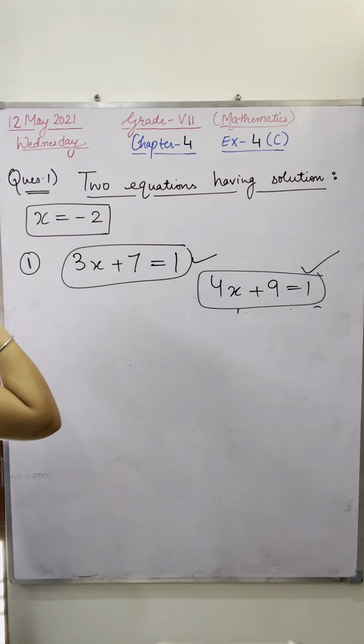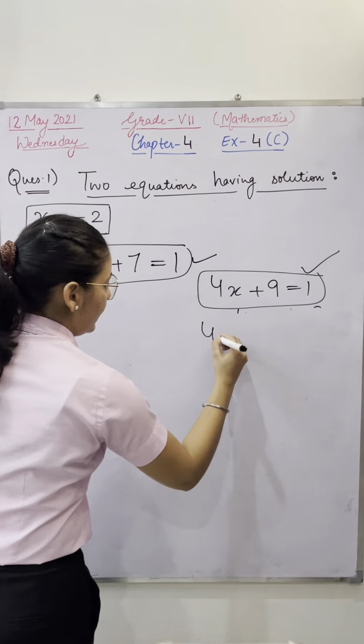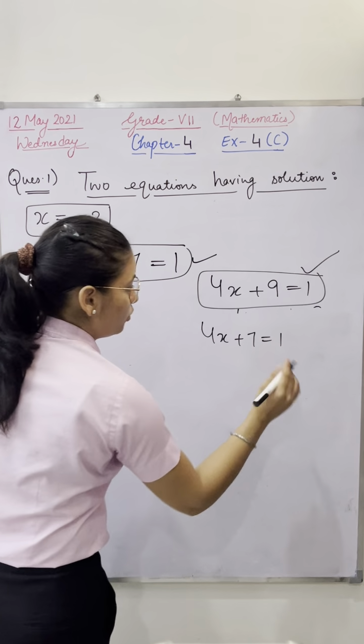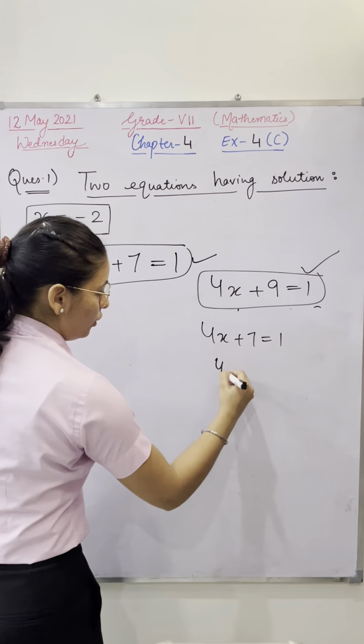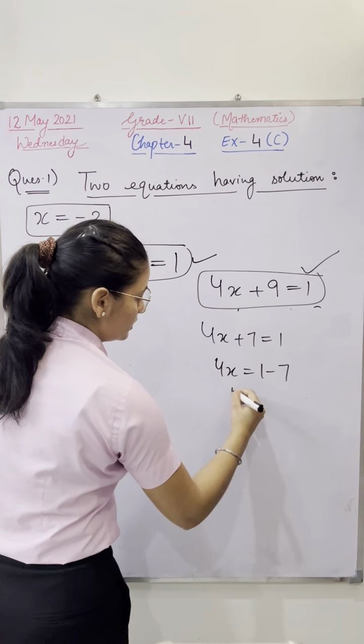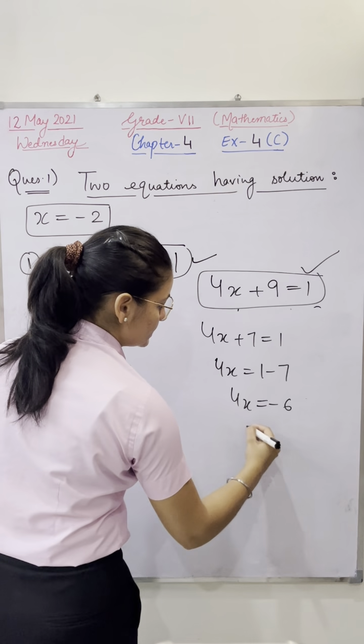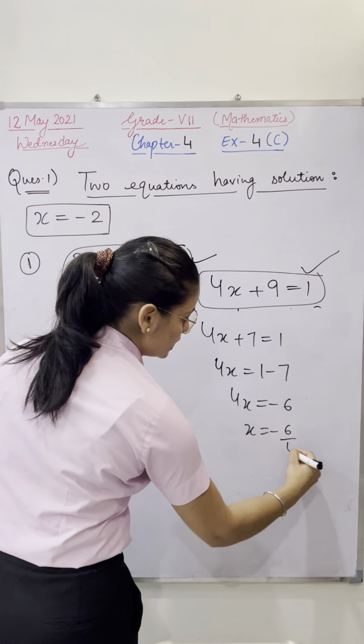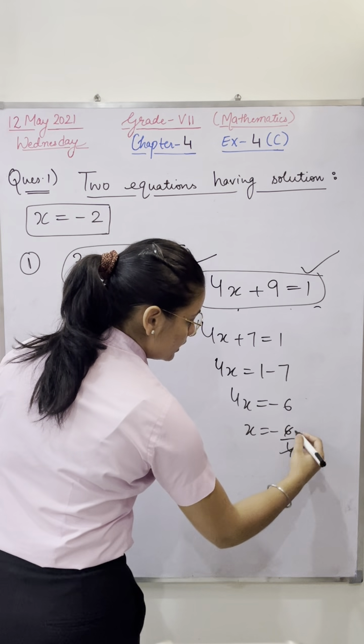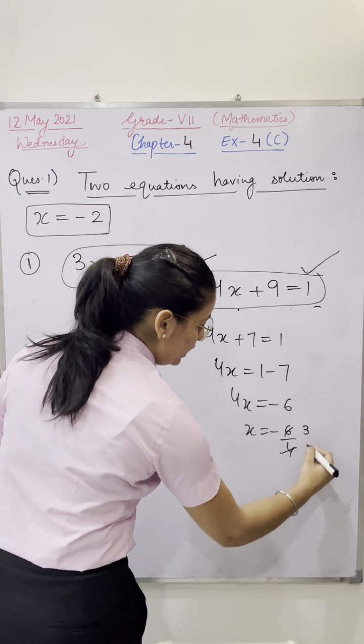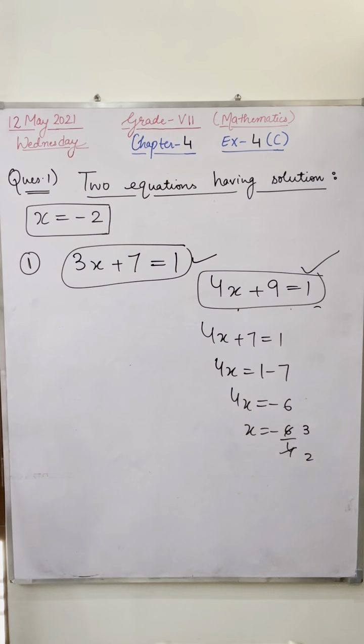Harman has made the equation 4x plus 7 equals 1. Harman, check your question. 4x equals 1 minus 7. 4x equals minus 6. x equals minus 6 upon 4. That is, cancel on 2 table, minus 3 by 2. Harman, this equation will be wrong.